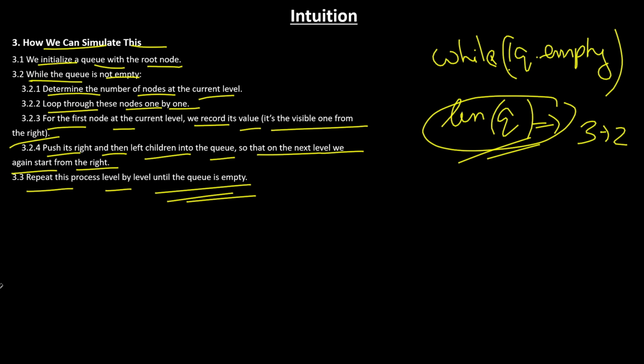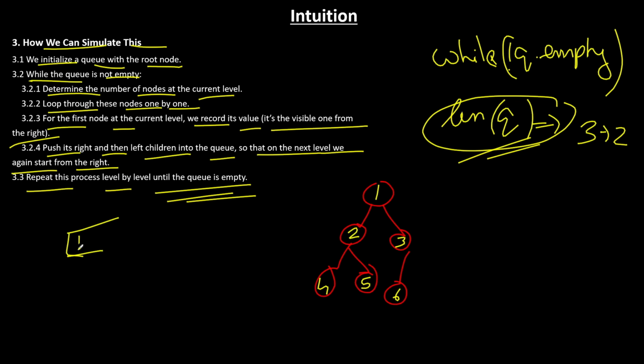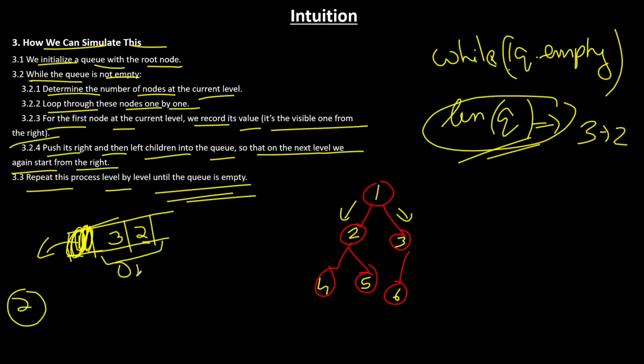Suppose let's take a tree. Initially in the queue, we have pushed 1, right? And when you pop this 1, what do you do? You enter its right node and then the left node, correct? So you entered 3, then you entered 2. This part is done now. Then you take the current length of the queue, which is 2 in this case. And when you write the indexes, you write 0, 1. Am I correct? Yes. So this is the rightmost node here.